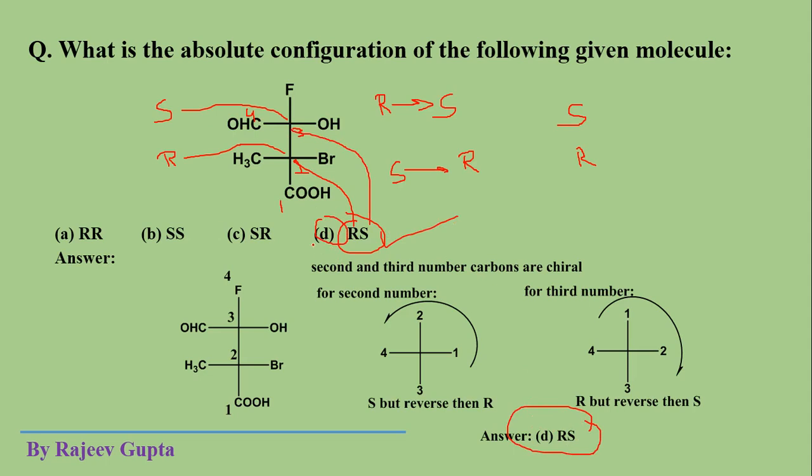Okay, understood? You can also try yourself how to find out the R, S system. First we apply CIP rules to give priority to the four groups directly attached to the chiral center. After that we apply the chirality rule. But we have to remember that the fourth priority group is either situated on the horizontal line or vertical line, and accordingly we change the result.